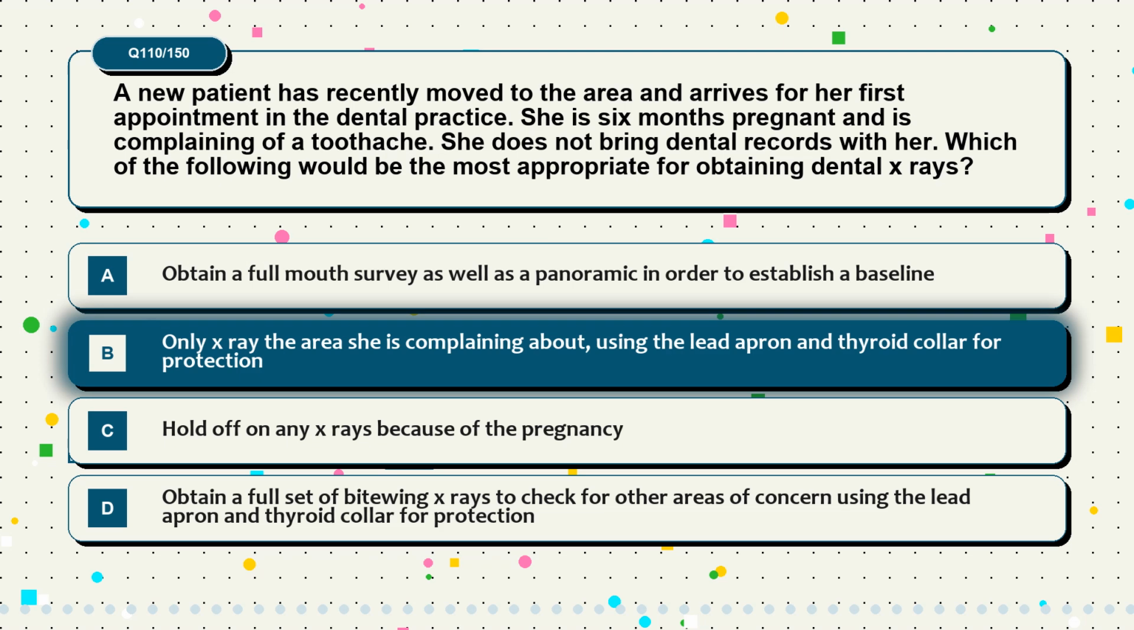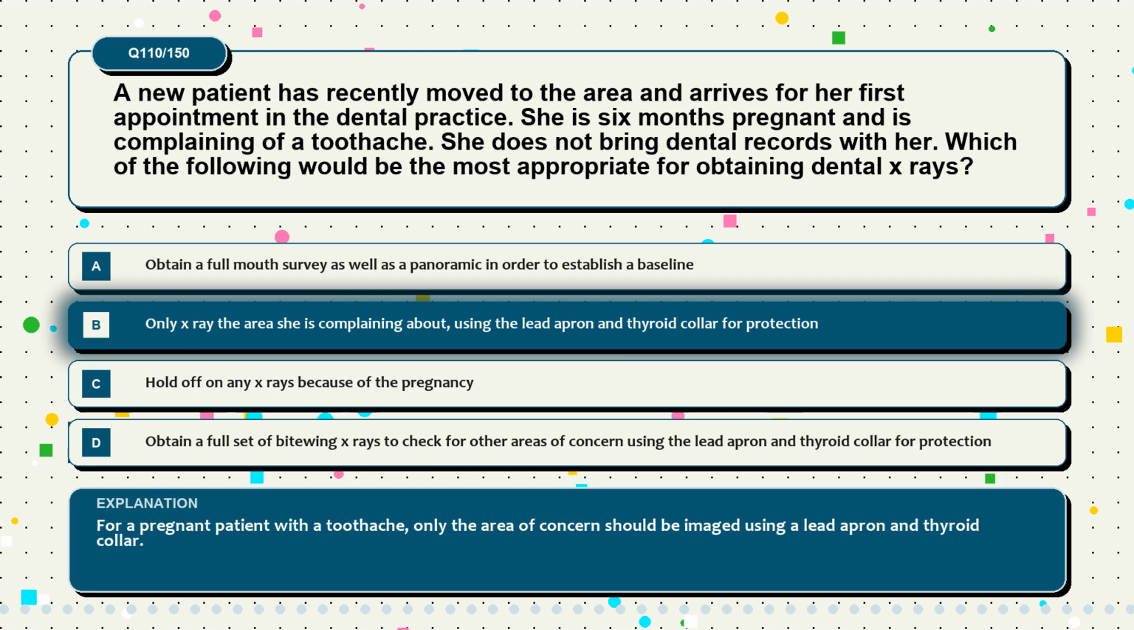The correct answer is option B. Only X-ray the area she is complaining about, using the lead apron and thyroid collar for protection. For a pregnant patient with a toothache, only the area of concern should be imaged using a lead apron and thyroid collar.